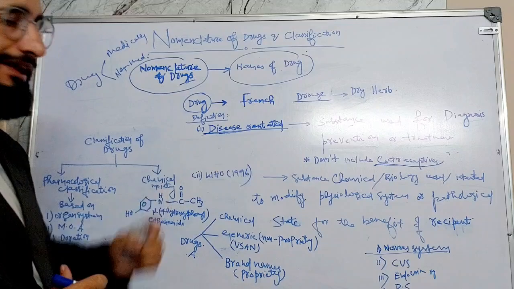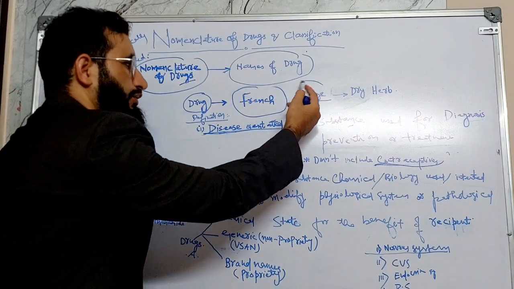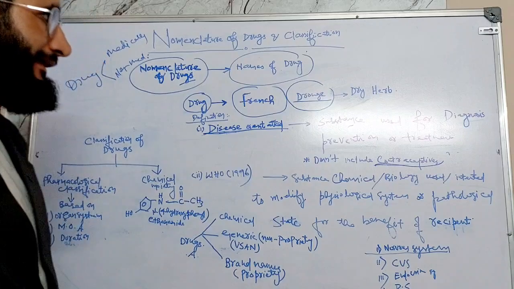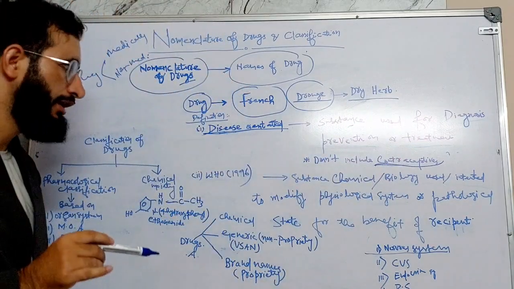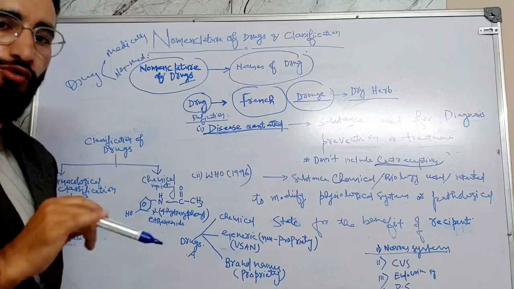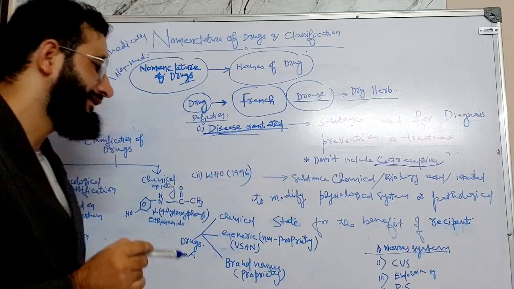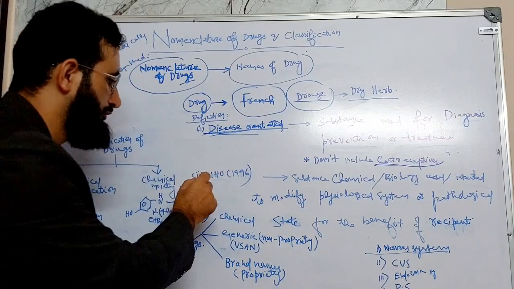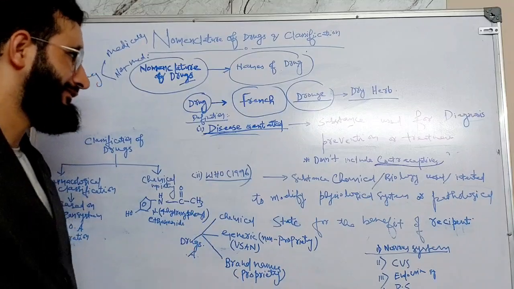Before that, see, drug is a French word which means dry herb. So we have two definitions in order to define a drug. We have the disease orientated definition. Then we have the definition which was given by WHO in 1996.